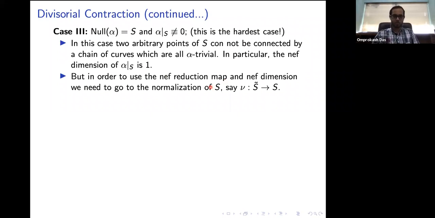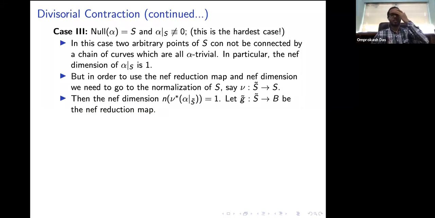Okay, so we need to go to a normalization S tilde to S. These are all Hiring-style proofs. Okay, this is not ours, these are their original proofs. So we go to the normalization and pull back alpha restricted to S by the normalization. Then take the nef reduction map. The nef reduction will have dimension 1 because of course the square of this thing is 0. We know that. So this is nef reduction 1.